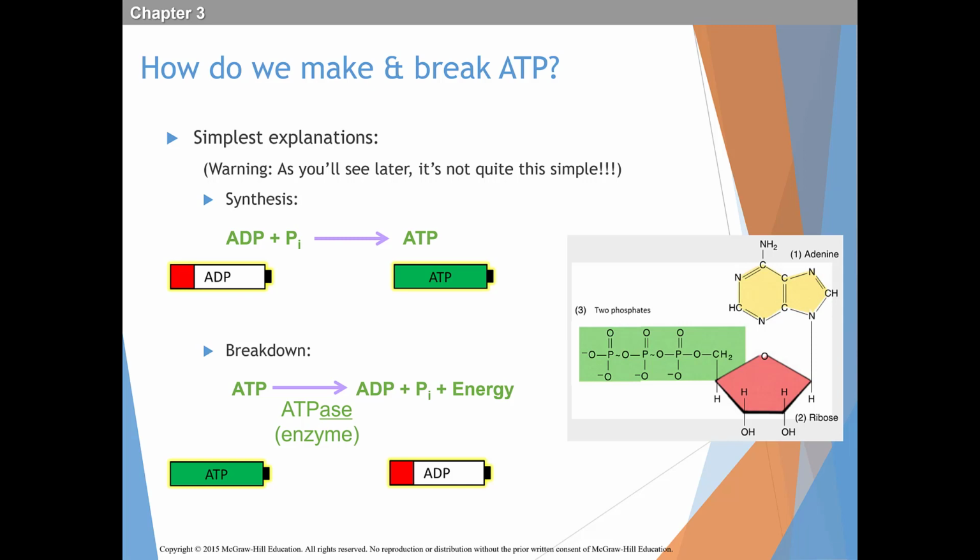When we're breaking down ATP, we start with a molecule of ATP. That ATP gets split into ADP and inorganic phosphate, and that process is going to release energy. So we're going from a charged ATP battery to an uncharged ADP battery.